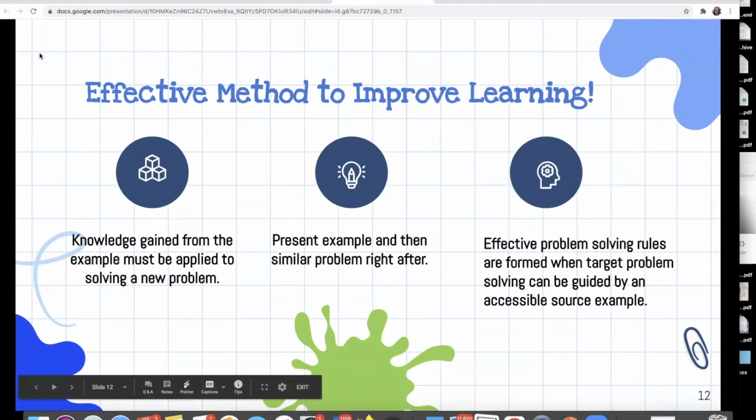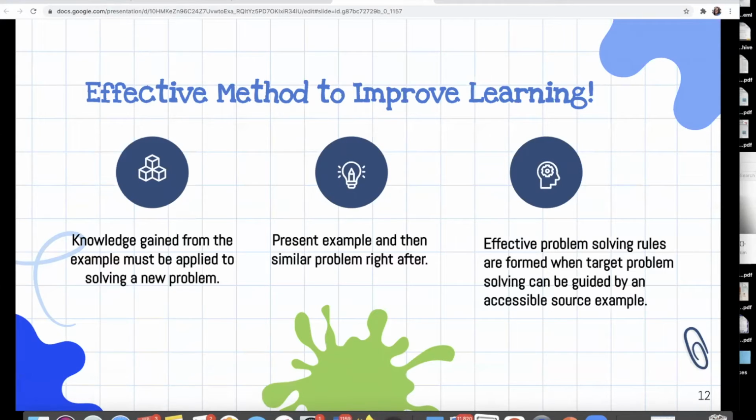Okay, so we have an effective method to improve learning, and there is research behind this. There's actually an article that Stephanie shared with you from What Works Clearinghouse, where 4 studies were done to prove that this is an effective method for kids to learn. So it's not something we just decided we like and want to do. There's actually research behind it, backing it up for us.